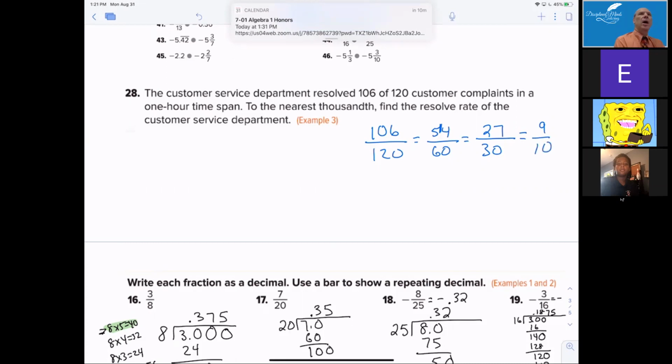Now, look up, please. I would much rather tell you what the decimal of that is than 106 out of 120. What's 9 over 10 as a decimal? 0.9. There we go. That's the answer. 0.9. I do not feel like doing 120 goes into 106. Is everybody with me on this?